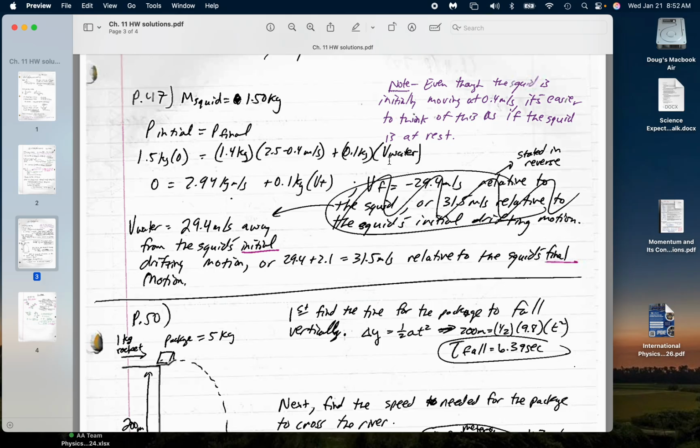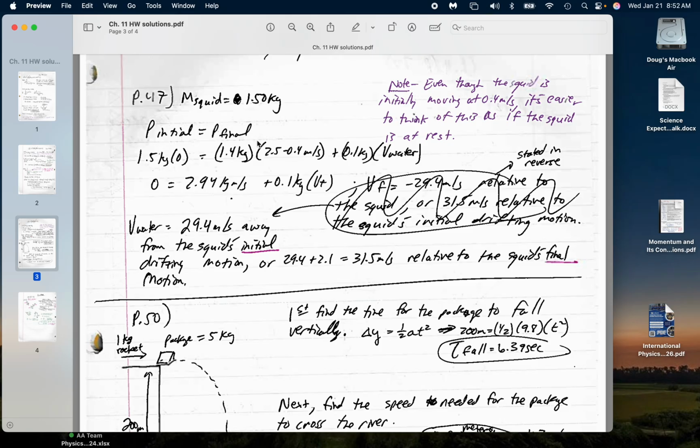and the other. So I ended up getting the velocity was 29.4 meters per second for the water away from the squid's drifting motion. But now since the squid is going to go faster to the right, it went 2.1 meters per second faster to the right. That means this is 2.1 meters per second faster also. So relative to the squid, it's 31.5 meters per second.